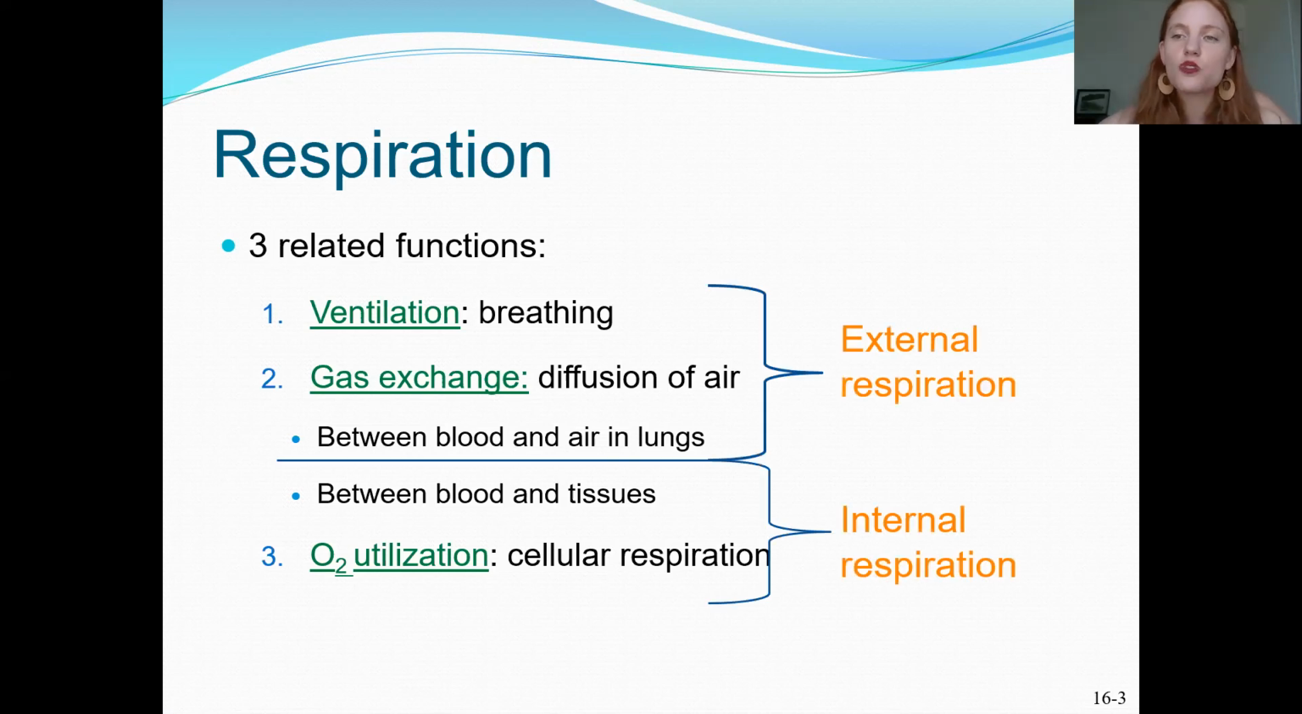You can also separate the respiration into external respiration. That would be exchanges between the external environment and the body. And then you can also talk about internal respiration, which would be the exchange, and then again, the use of that oxygen.